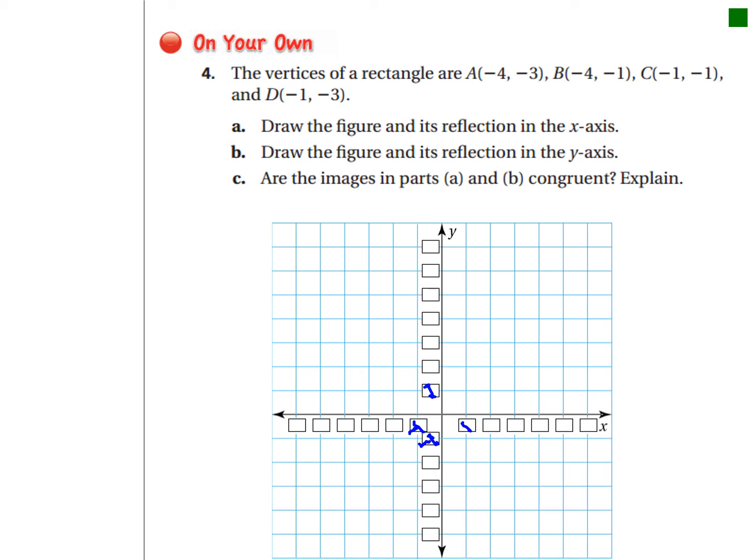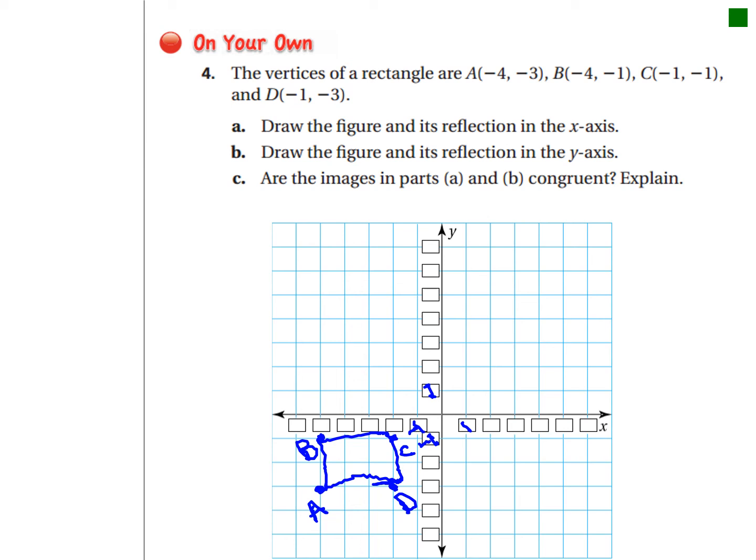Alright, our ordered pairs for the image, the pre-image, are A: negative 4, 1; B: negative 4, negative 1; C: negative 1, negative 1; and D: negative 1, negative 3. Alright. This is the long way. It's much easier and more efficient if you definitely go by the ordered pairs, which we just talked about.